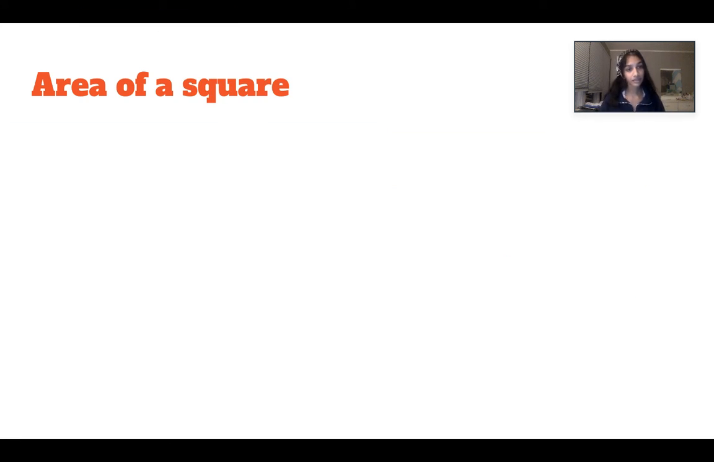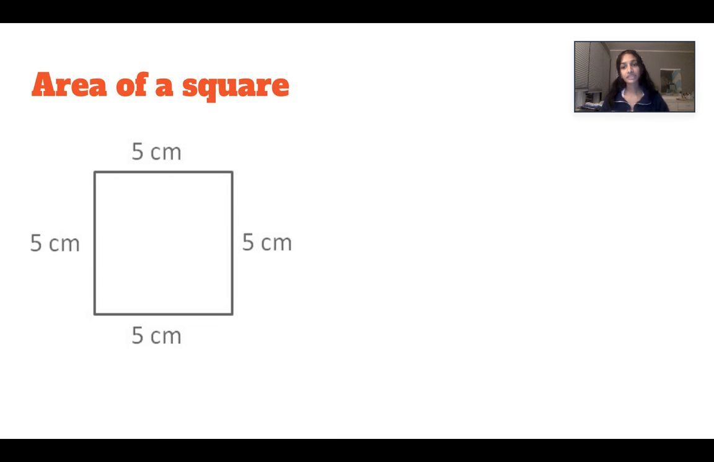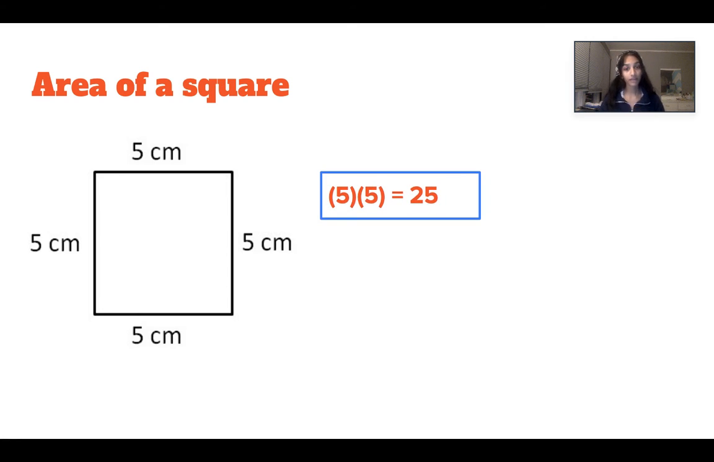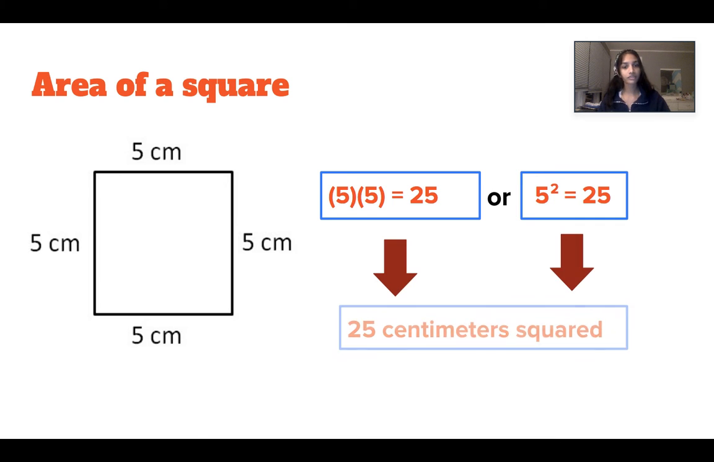Now we're going to find the area of a square. In this example, each side is equal to 5 centimeters. To find the area of a square, we multiply 2 of the sides by each other. So we have 5 times 5 is equal to 25. But because each side in a square is equal to each other, that basically means that we're squaring one side. So we have 5 squared, or 5 to the power 2, is equal to 25. The area of the square is 25 centimeters squared.